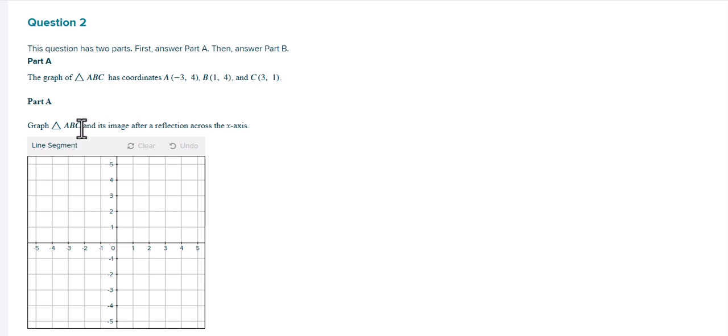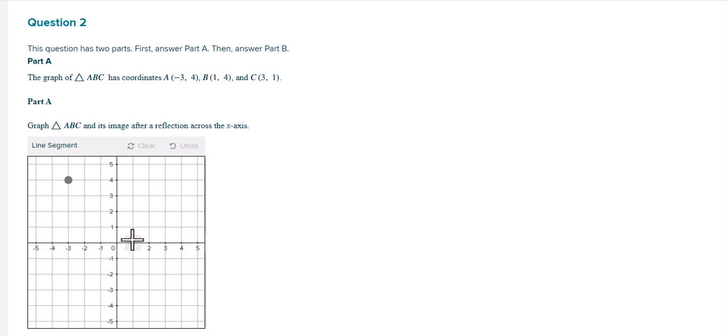Part A, graph ABC and its image after a reflection across the x-axis. Okay, so let's go ahead and graph ABC. So we got -3 and +4. 1, 2, 3, 4, and boom, there's my A.